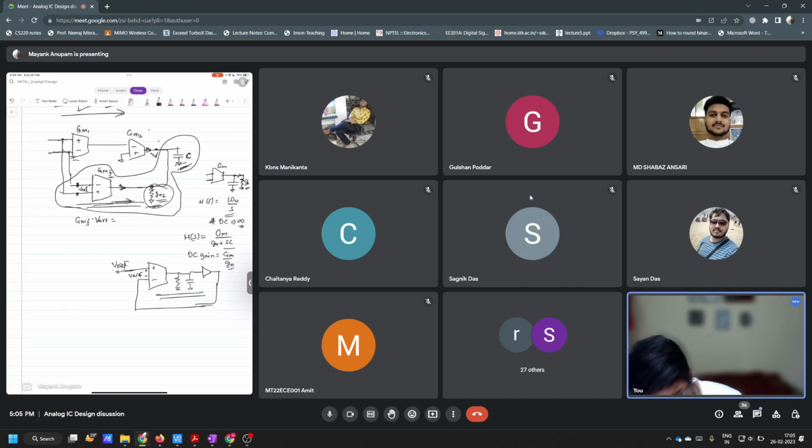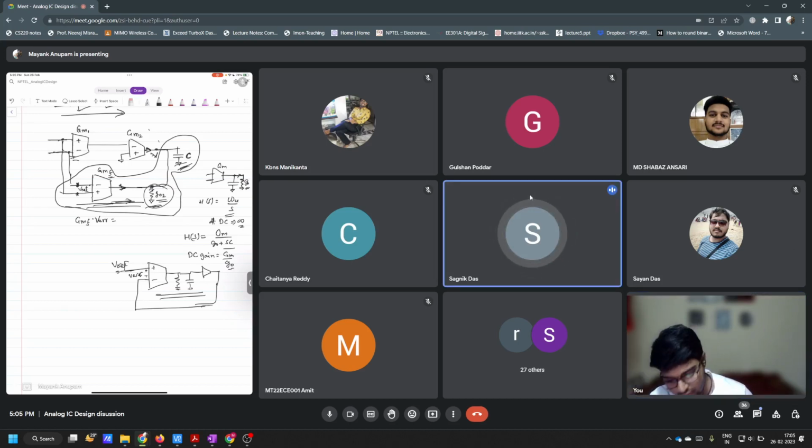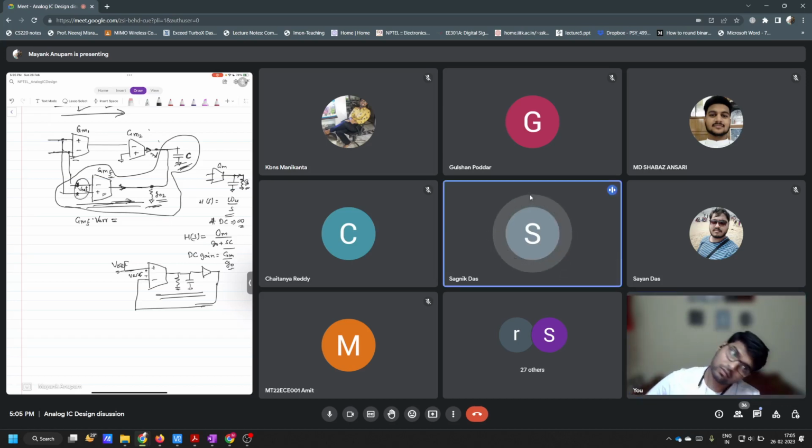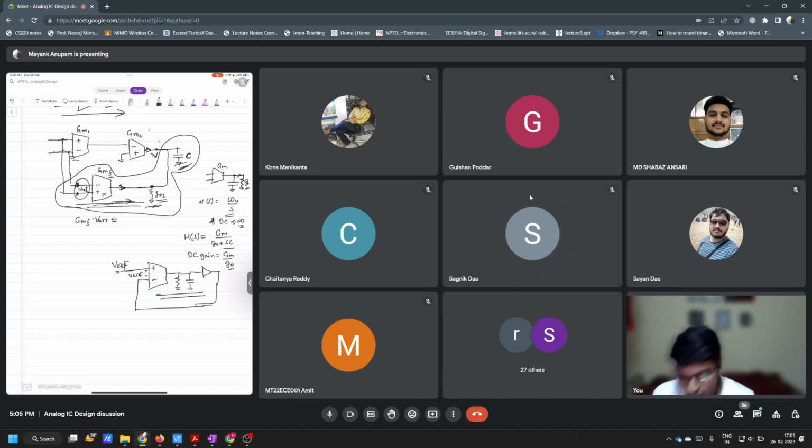Whatever current is flowing inside this G02, isn't it? Yes, sir. Correct. So if the current flowing inside GO2 comes from somewhere else and not from this transconductor GMF, then this voltage will become zero, right? Yes, sir. Correct. Yeah, so that is what we are doing.